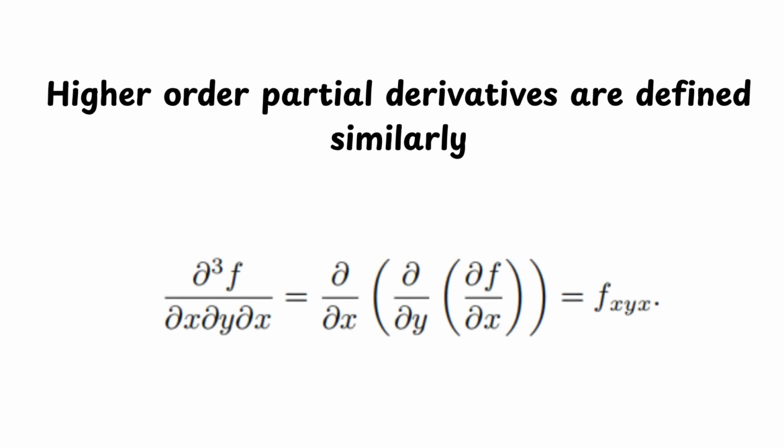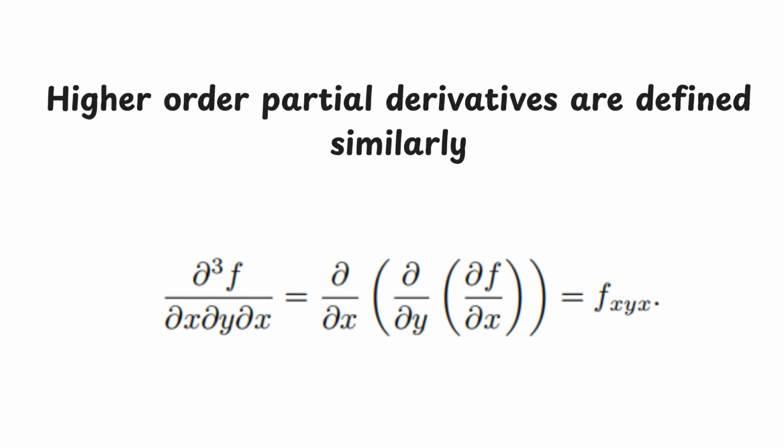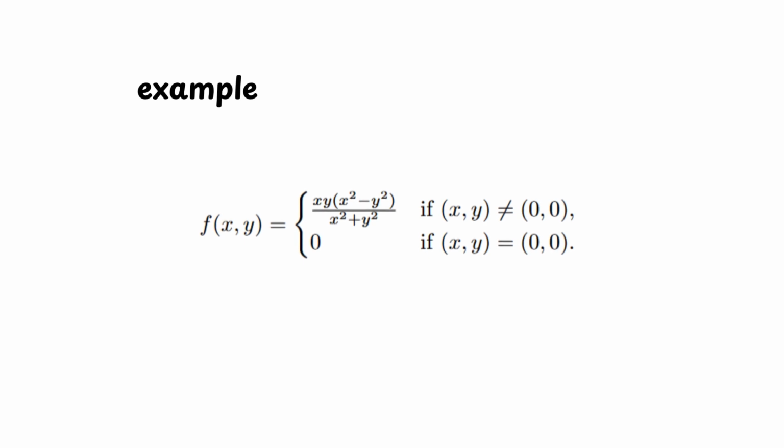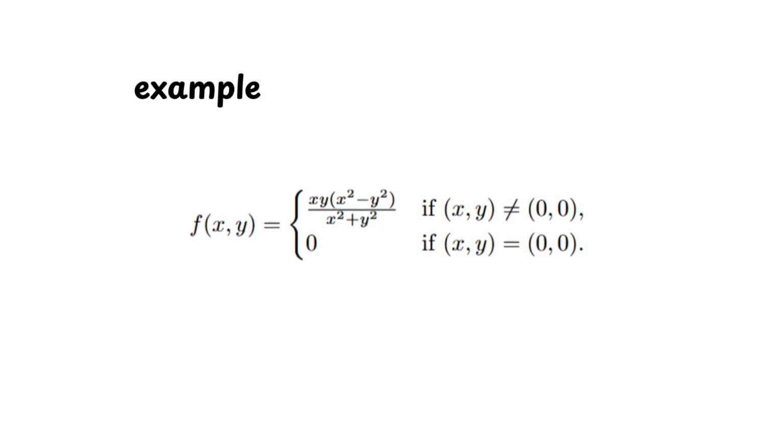For example, a third order mixed derivative means we first differentiate with respect to x, then y, then x again. That's why we call it fxyx. Let's solve this mixed partial derivative step by step, and I'll show you why the order matters.